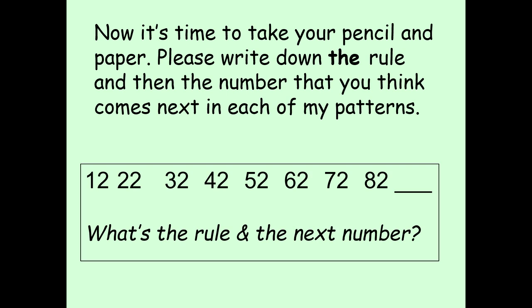Okay, time to take out your piece of paper and your pencil again. Here we've got some more number patterns. Here are 2 things that I would like you to do. I would like you to write down the rule and the number that comes next in each of the increasing number pattern. We start at 12. We jump to 22, then 32, 42, 52, 62, 72, 82. What comes next and what is the rule?